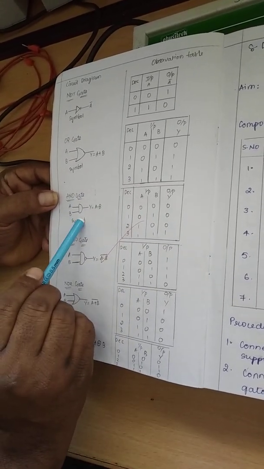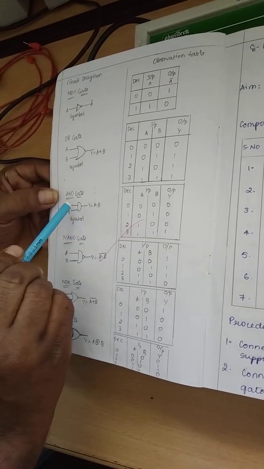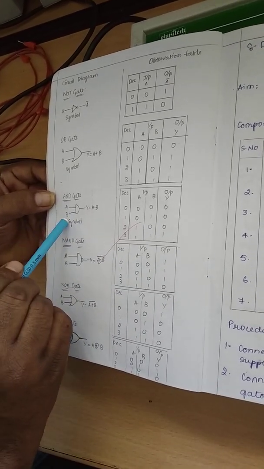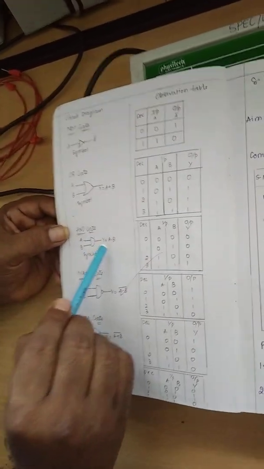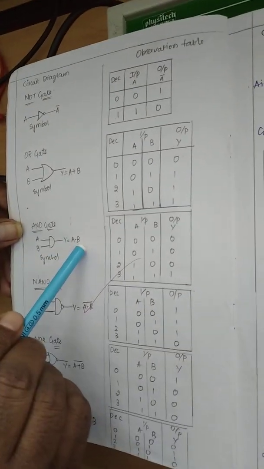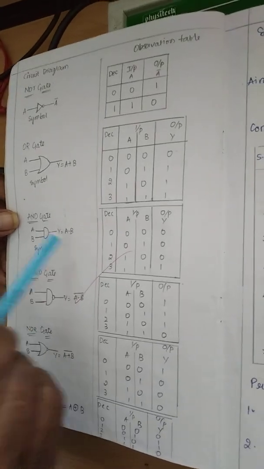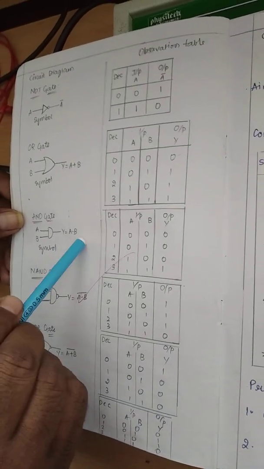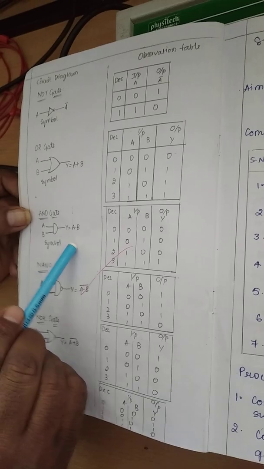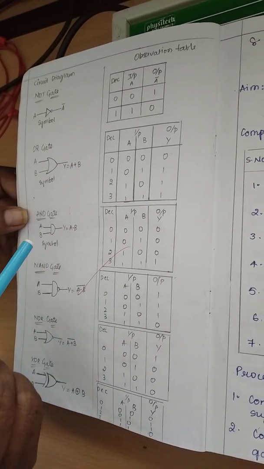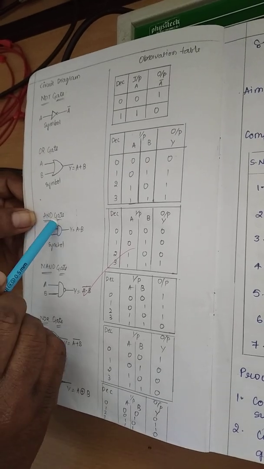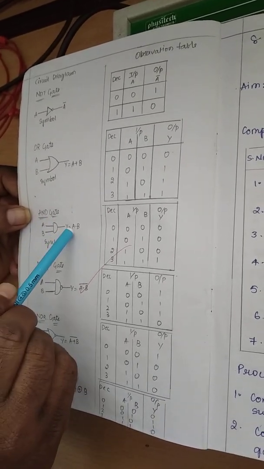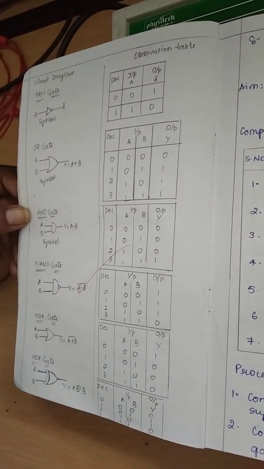The AND gate also consists of two inputs. A is one input, B is another input. Y is the output. Y is equal to A dot B. A dot B means multiplication. Simply put, the AND gate is just multiplication. OR gate is addition, AND gate is multiplication. For example, A is one input, B is another input, Y is equal to A into B.